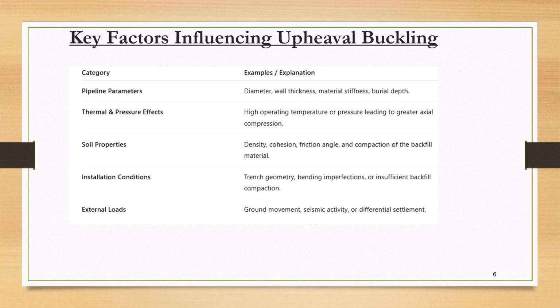So basically we understood that the key parameters influencing upheaval buckling are pipeline parameters, meaning diameter, wall thickness, material stiffness, burial depth. Then thermal and pressure effects, where high operating temperature and pressure lead to greater axial compression. Then soil properties, meaning soil density, cohesion, friction angle, compactness of backfill material, etc. Then installation conditions, trench geometry, bending imperfections or insufficient backfill compaction, etc. External loads, ground movement, seismic activity, differential settlement, etc.